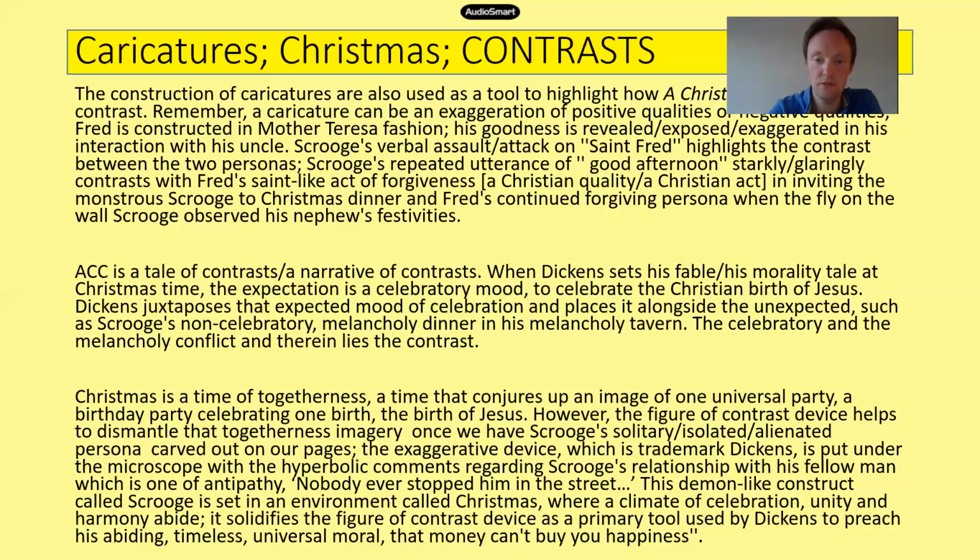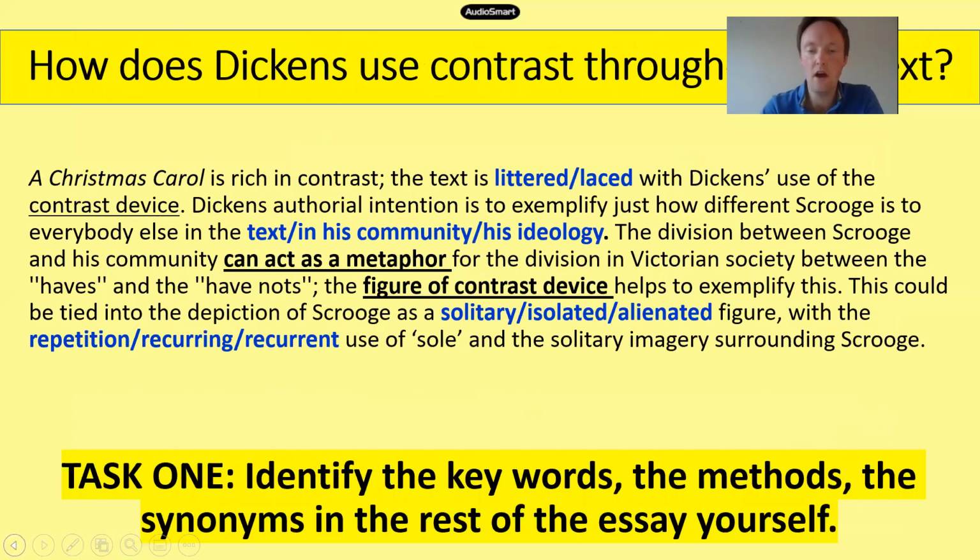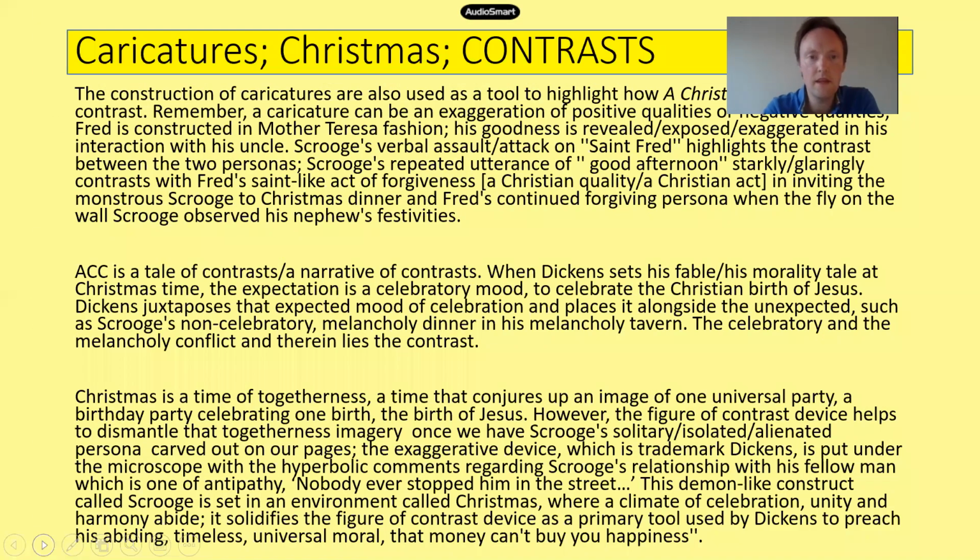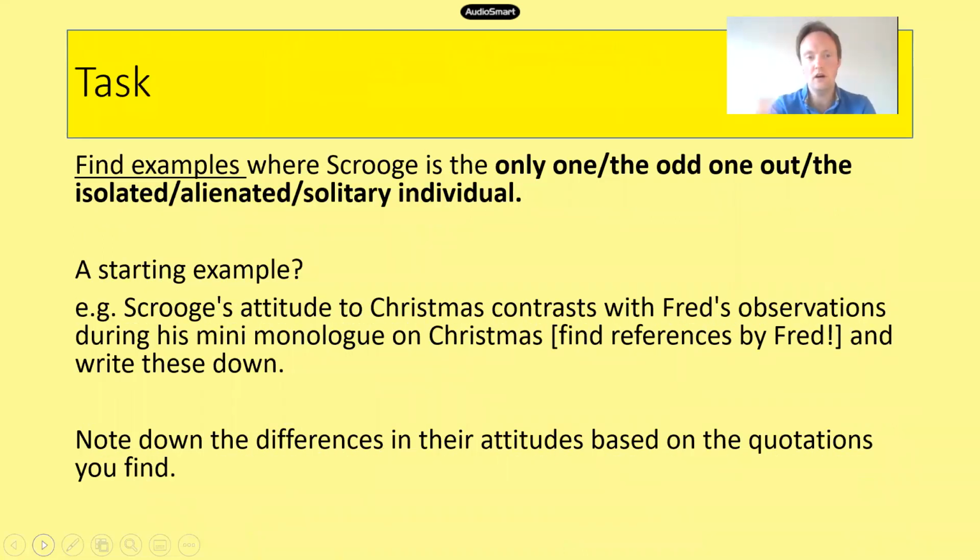So the first task, to reiterate, assuming my screen will now work, is this one here. Identify those keywords, make a note of them, ideally begin to use them. The next tasks are hopefully reasonably straightforward. Mr. Lahane is asking everyone in Year 10 to find examples where we see Scrooge as the only one, the odd one out, the isolated, alienated, solitary individual. So find all of the examples in the text where we see him as singular, on his own.